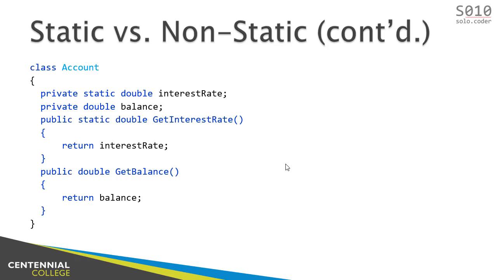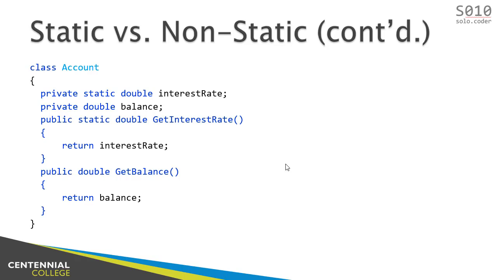Static members belong to the class. Non-static members belong to the objects. And again, you can even write this down. This will most likely be in quizzes as well. I can tell you this. Static members belong to the class. Non-static belongs to the objects.